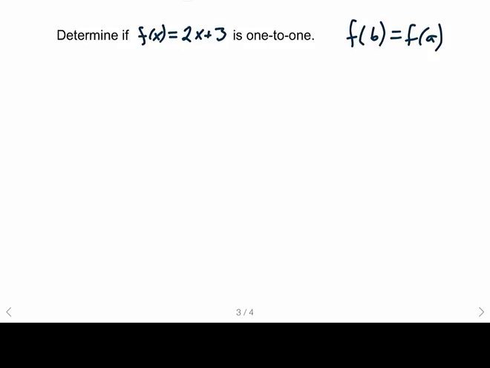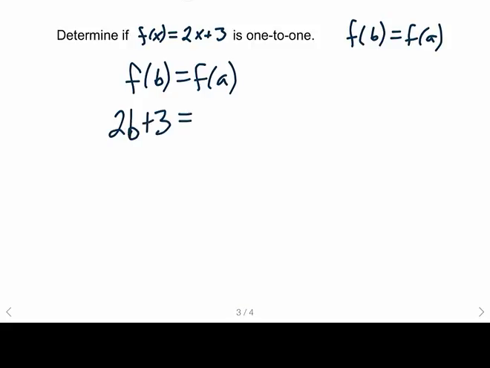If f of b were to equal f of a, then that means that the outputs are the same, right? f of b, using function notation for f of x equals 2x plus 3, is 2b plus 3. f of a is 2a plus 3. And now we just kind of tinker with it. We're not solving for anything in particular, really. But I guess we can say we were solving for b. What the heck, I guess that makes it easier.